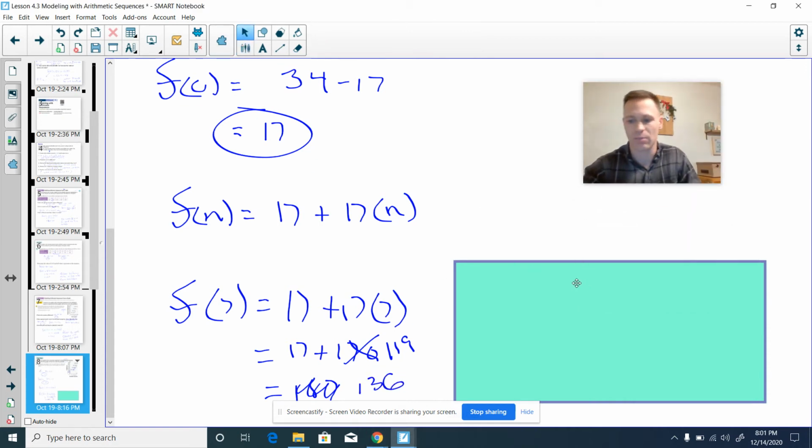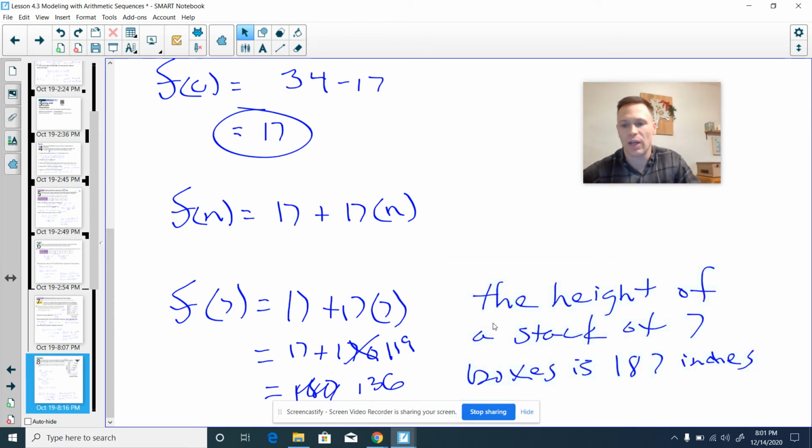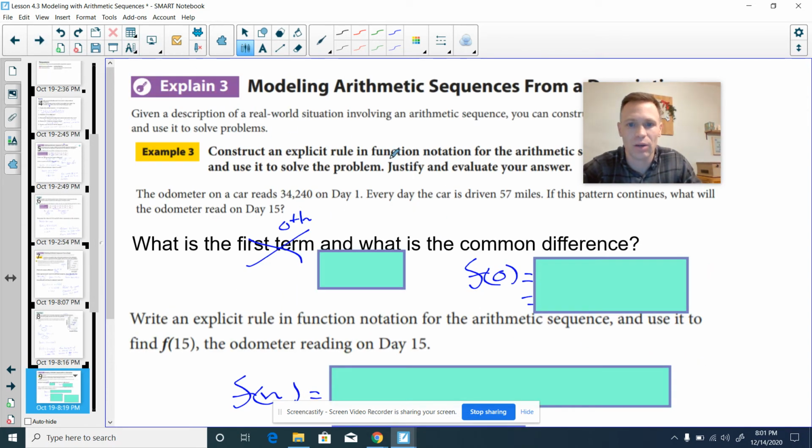Can't be awesome all the time. Made a little mistake there. No big deal. The height of the stack of 7 boxes is not 170 or 187. It is 136 inches. All right. Moving right along here.